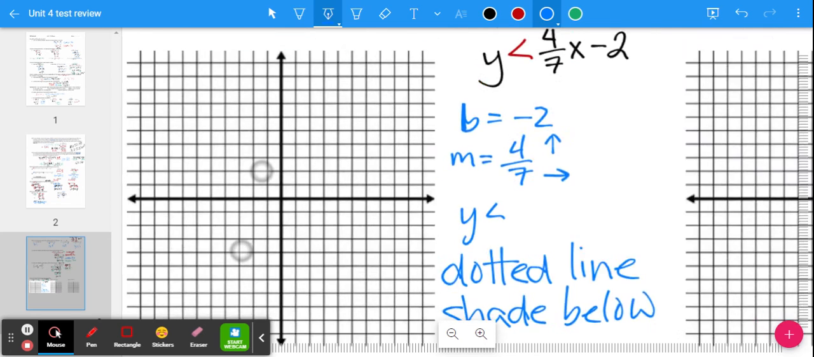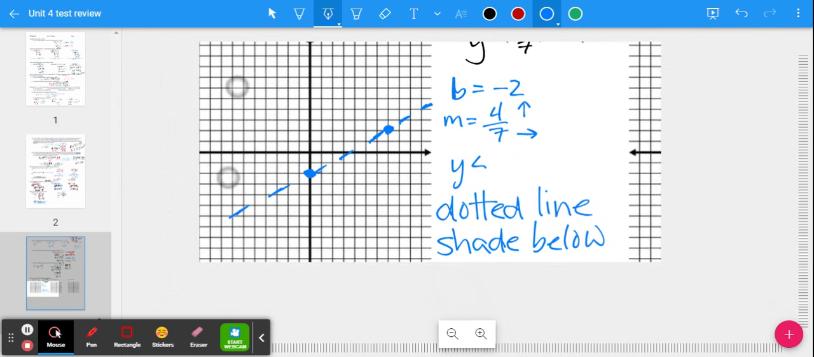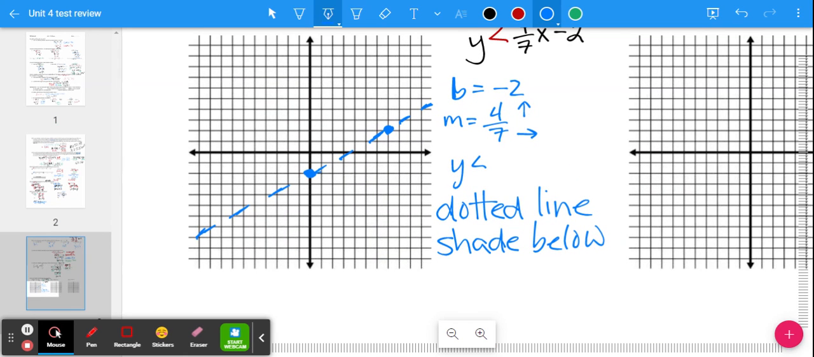So we have a y-intercept of -2. We begin at that -2. And then from our beginning point, we go up 4 and to the right 7. We know we're going to connect those with a dotted line because it says y is less than. And because it's less than, we're going to shade below the line.